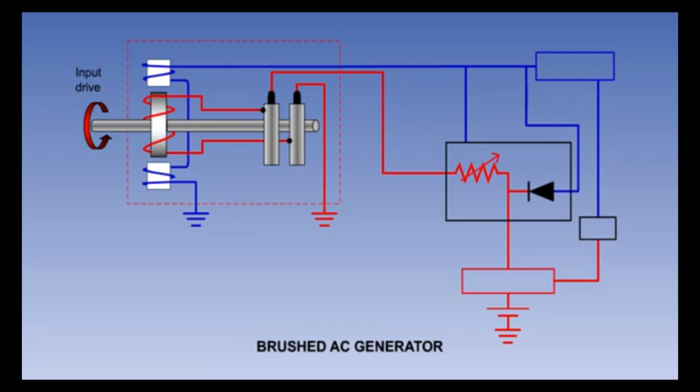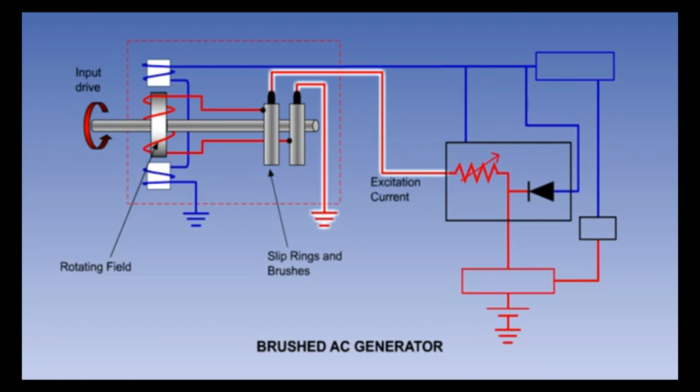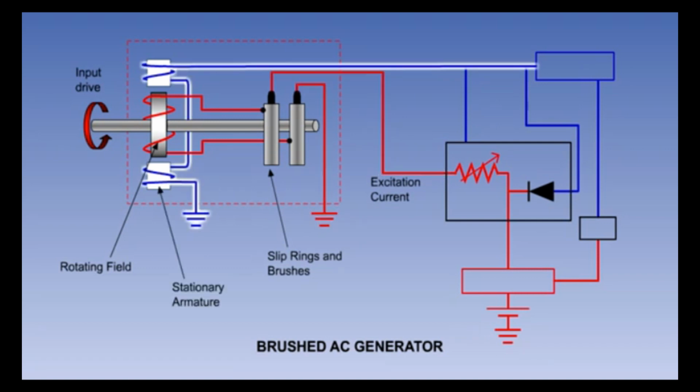The simplest AC generator system is the brushed alternator type. The AC generator itself consists of a rotating field, which is supplied with DC by slip rings and brushes, and a stationary armature, on which are mounted the output windings. In aircraft systems, the output of an AC generator will normally have 3 phases, but for clarity, we only show one phase here.